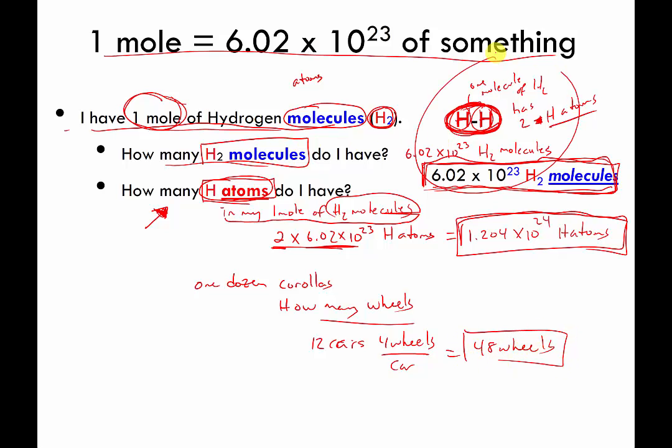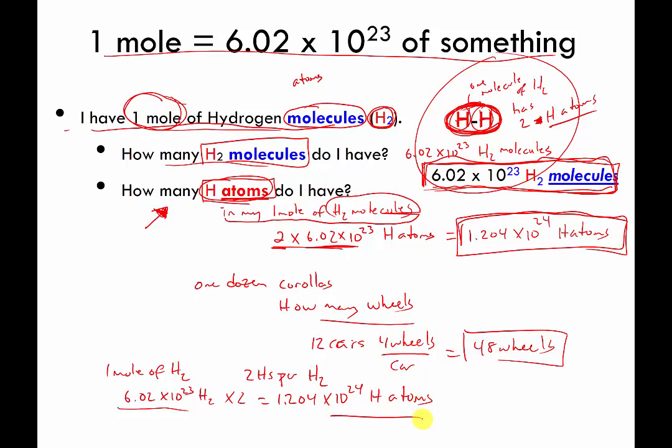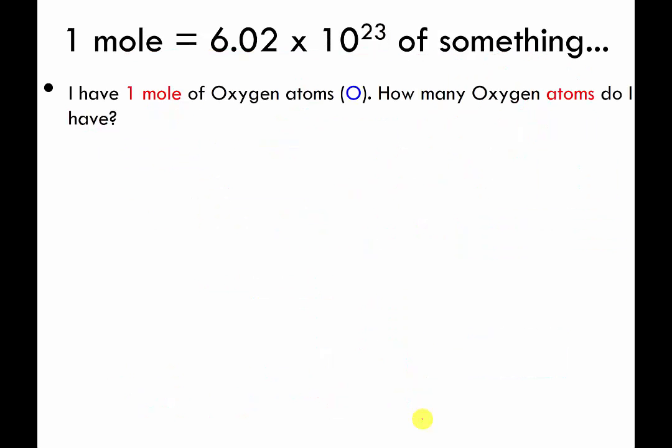The same thing is going on here. One mole of H2, that's 6.02 times 10 to the 23 H2s, and there's two H's per H2, so it must be this number times 2, which is 1.204 times 10 to the 24 H atoms. So again, a little bit of a wrinkle compared to what we were talking about before, but this is also something you should ultimately have under your belt. A little bit more drilling.